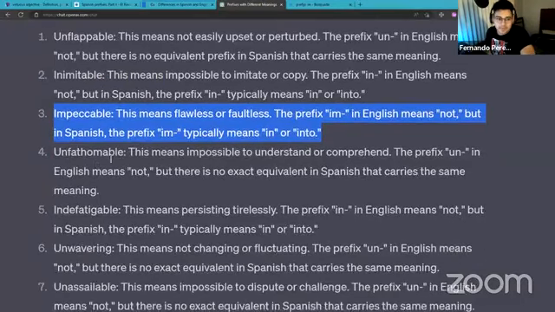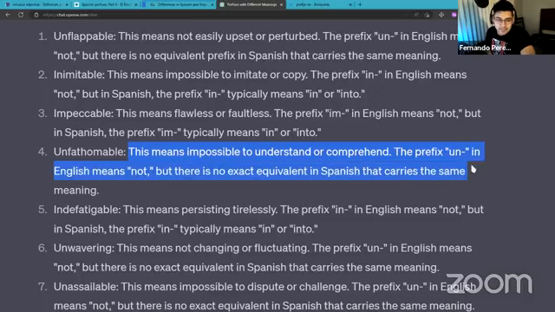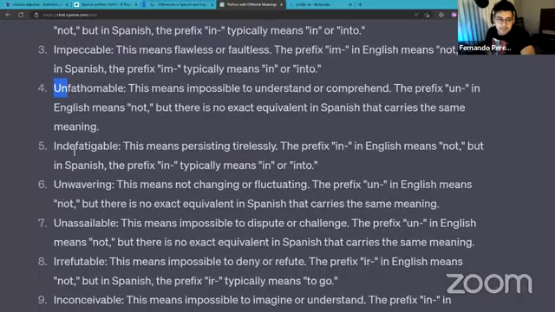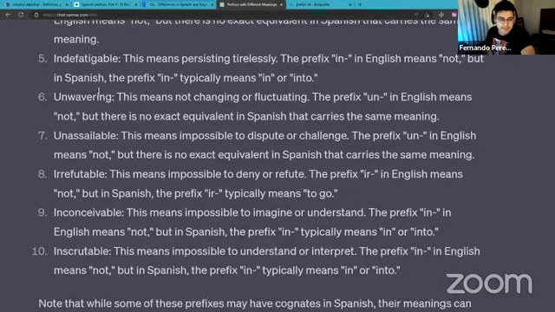Let's see another one. Unfathomable. This means impossible to understand or comprehend. The prefix un in English means not, but there is no exact equivalent in Spanish. Un doesn't exist in Spanish. Indefatigable. This means persisting tirelessly. The prefix in English means not, but in Spanish it means in or into. In a moment, I'm going to ask why it's insisting on in and into.